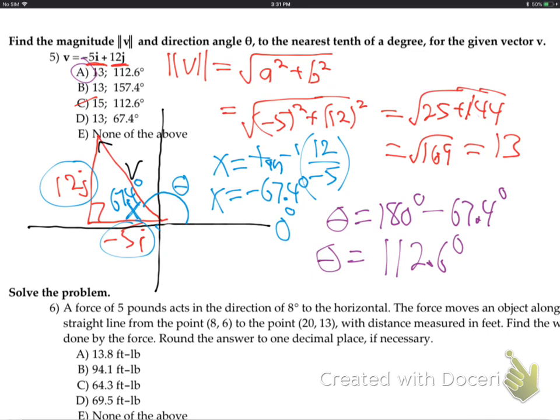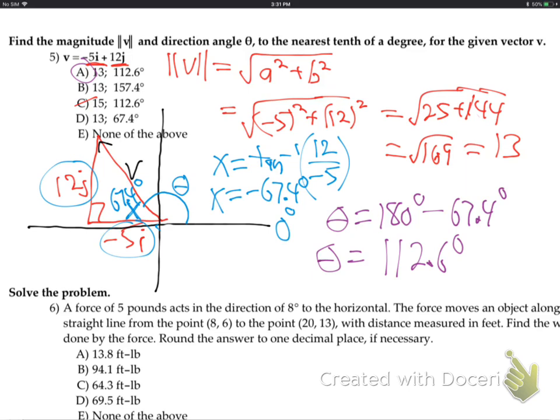Is magnitude equal to the hypotenuse? Yeah, magnitude is the hypotenuse. Because the length of a vector, a squared plus b squared equals c squared, it's always the square root of a squared plus b squared, but it's the hypotenuse. The length of a vector, the magnitude of a vector, is the hypotenuse.